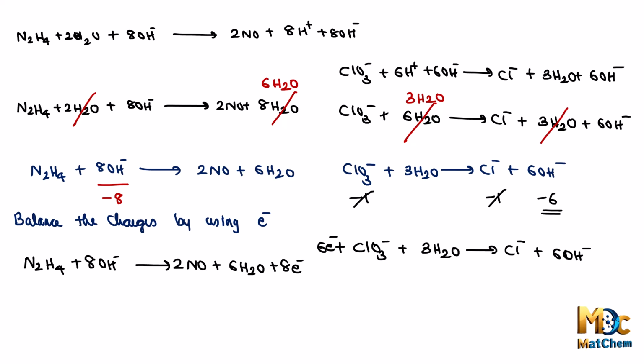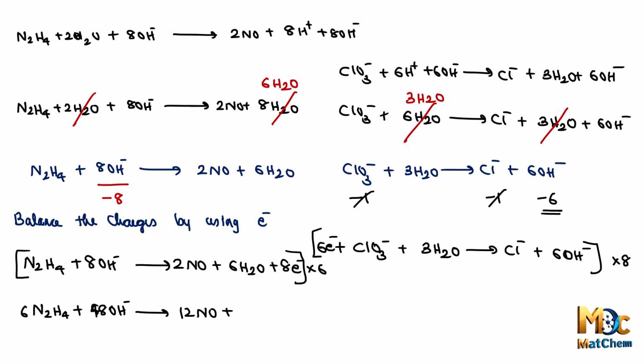Now the next step is that you need to balance the number of electrons. Here we have 8 electrons, here we have 6 electrons. So you need to multiply this equation with 6 and this equation with 8. So what you will get? 6 into N2H4 plus 6 into 8, 8 into 6 is 48 OH minus giving 12 NO plus 36 H2O plus 48 electrons.